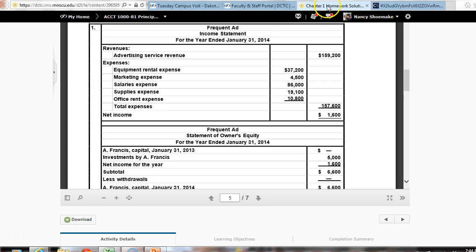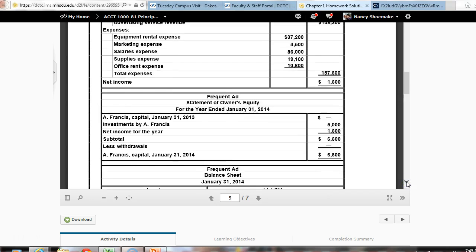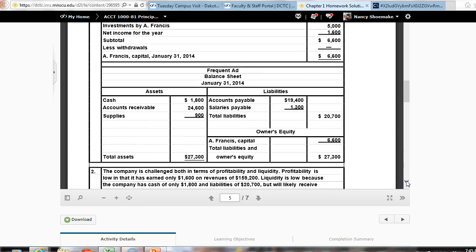So if we go back here, guys, first thing we're going to do is the income statement. Once we show our revenues minus our expenses, our net income is going to be used for what? To flow to the owner's equity. Because it was a brand new business, A. Francis Capital started with zero. We added investments of five, net income of five. There were zero withdrawals. Okay, so our ending balance is $6,600. What do we need to do with that ending balance? Bring it down to the balance sheet.